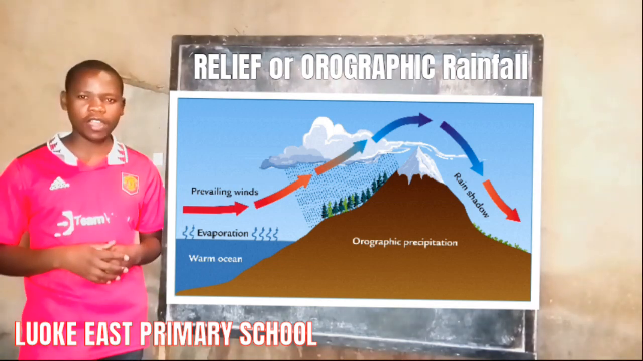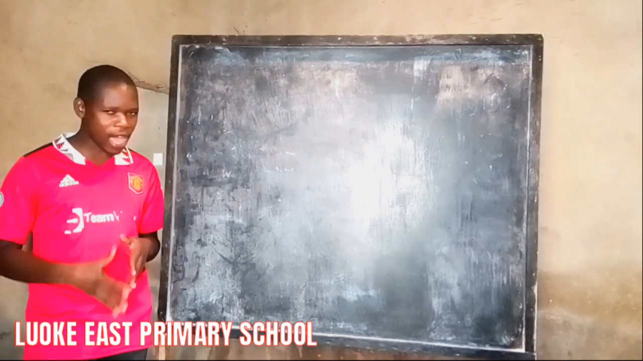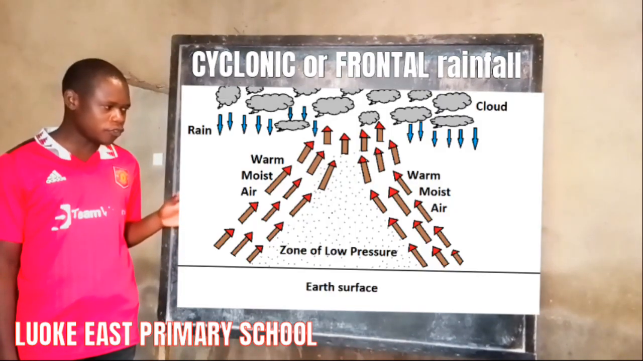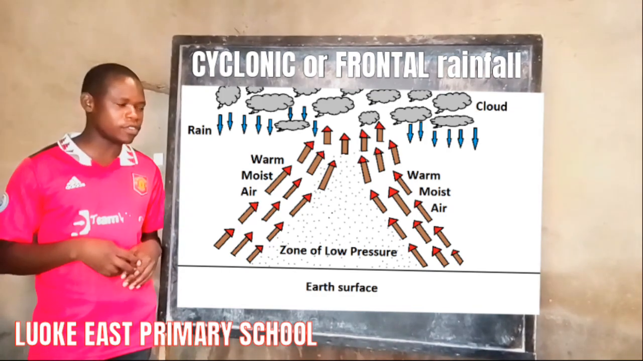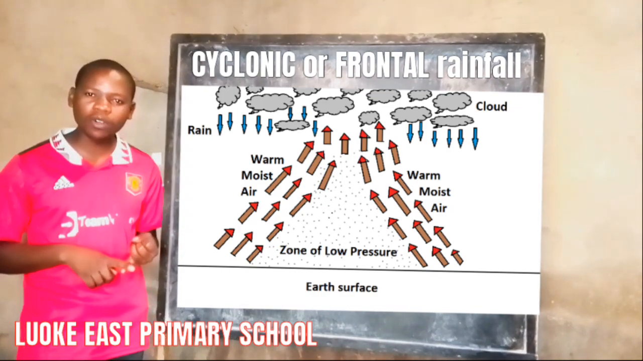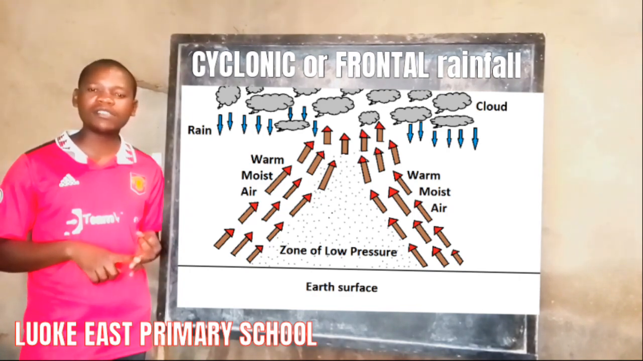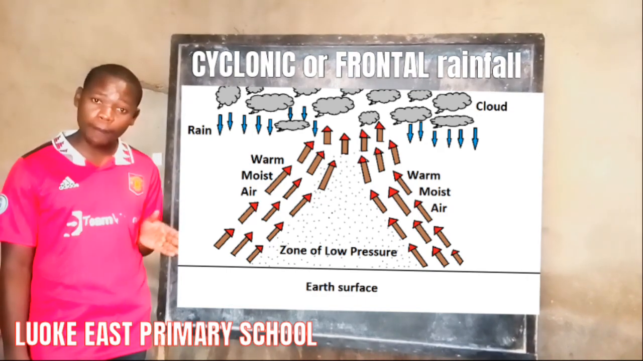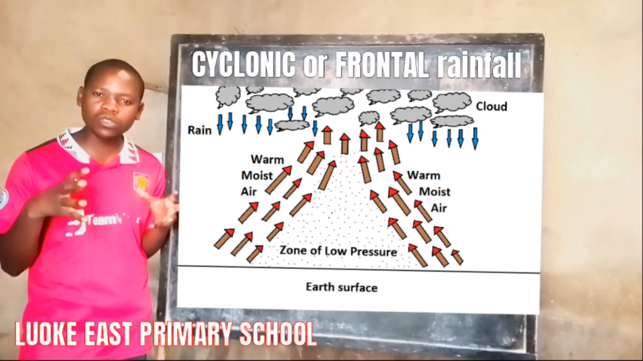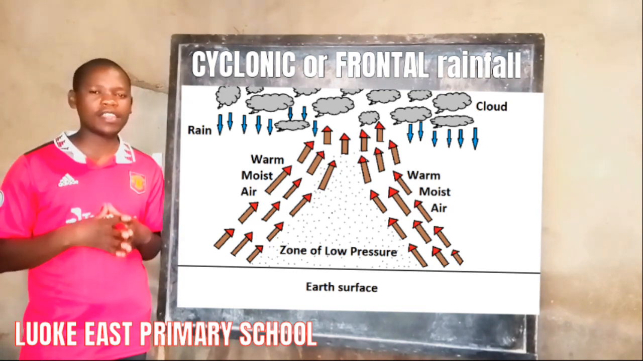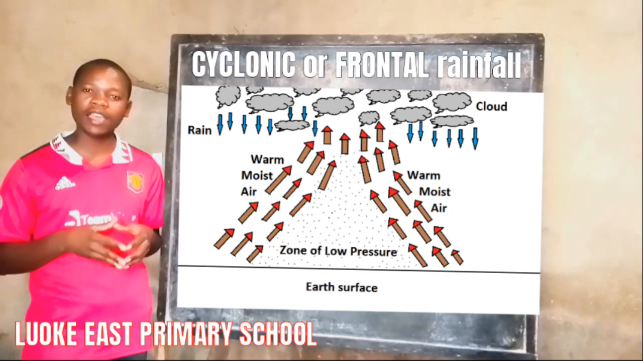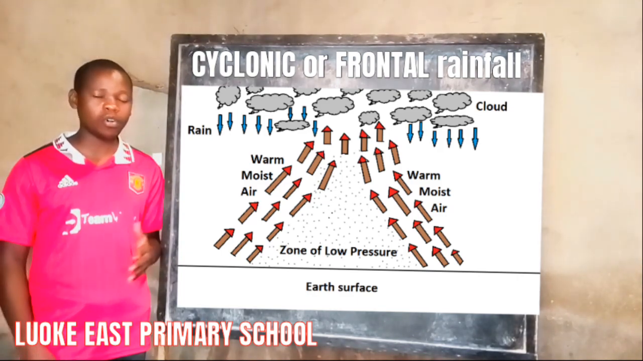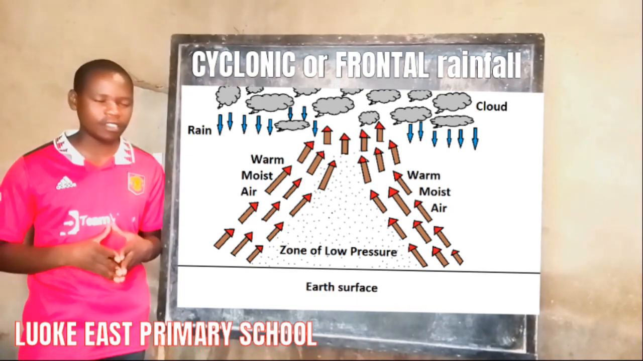We go to the last type of rainfall, which is called convergence rainfall. This type of rainfall has two different names. It is sometimes known as frontal rainfall, sometimes it is known as cyclonic rainfall. It is brought about as a result of two different air masses that usually meet at a place called the ITCZ. ITCZ is sometimes known as the intertropical convergence zone.